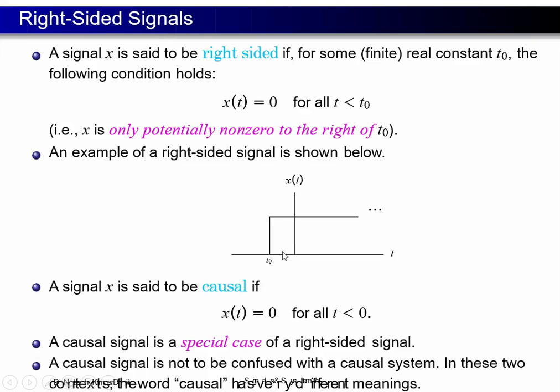If we shift t0 to the origin, that is t0 equal to 0, the signal is said to be causal, meaning x(t) equal to 0 for all values of t less than 0. On the left-hand side of the origin the signal values are 0. That is known as a causal signal. So a causal signal is a special case of a right-sided signal.